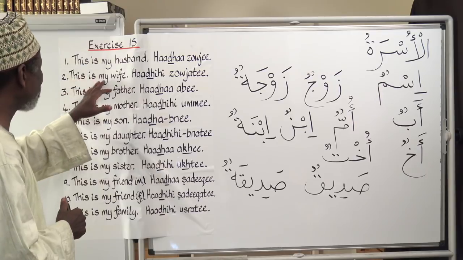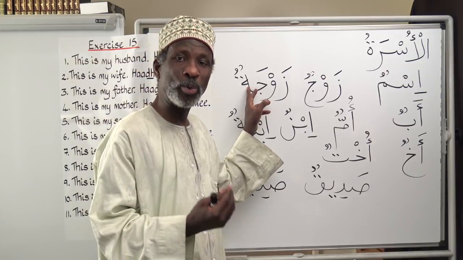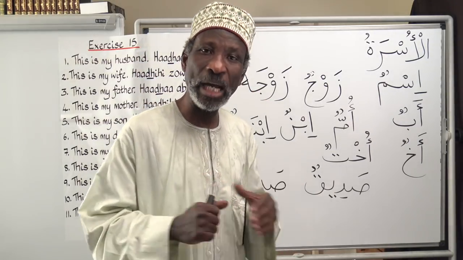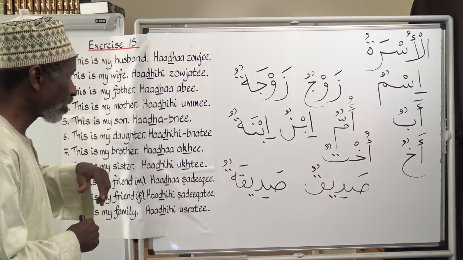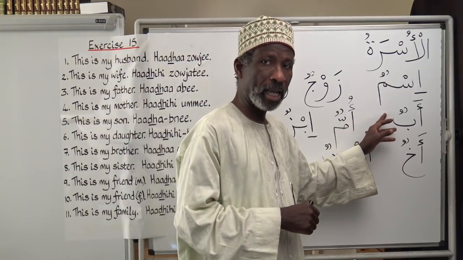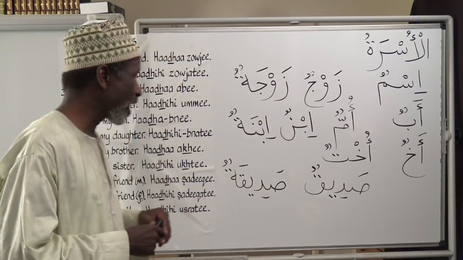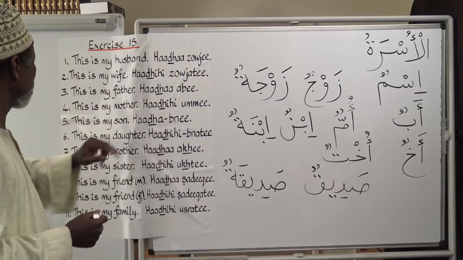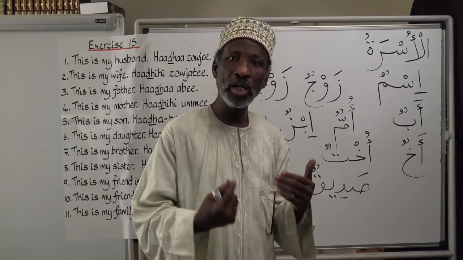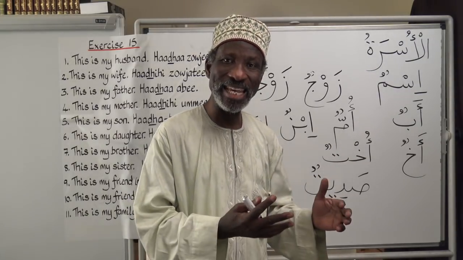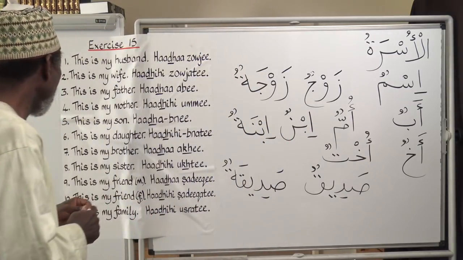Number two, this is my wife, you say hadhihi. Zawjatun becomes zawjati, hadhihi zawjati. Number three, this is my father. Father is abun, becomes i ending. Hadha abi. Number four, this is my mother. Mother is ummun, becomes i ending. Hadhihi ummi.